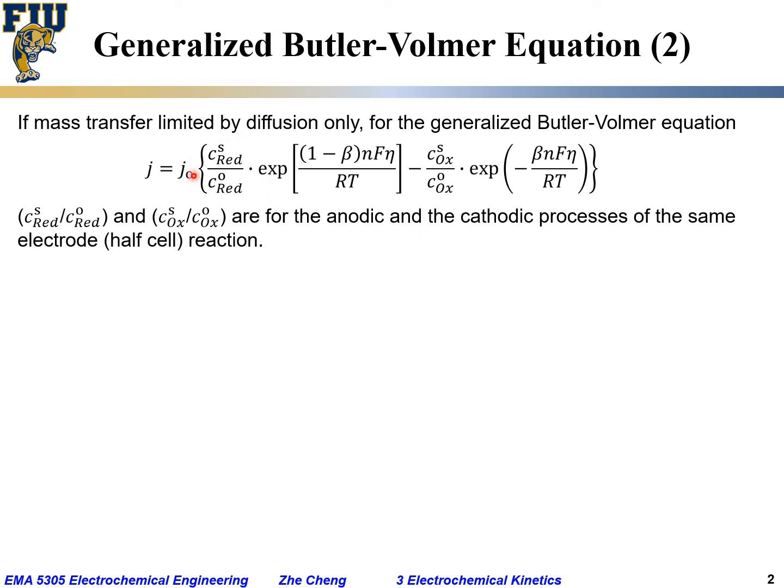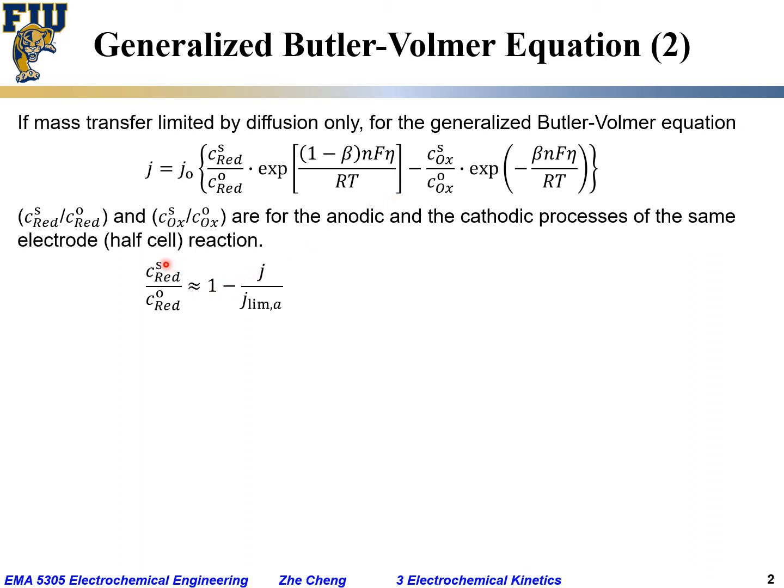And then this ratio between concentration surface to bulk for the reduced species, and surface to bulk for the oxidized species, are for the anodic and cathodic process of the same electrode reaction. So when you write this Butler-Volmer equation, remember it is for the same electrode reaction, the same half cell reaction, not like in the full cell. You write this only for one of the electrodes in a cell.